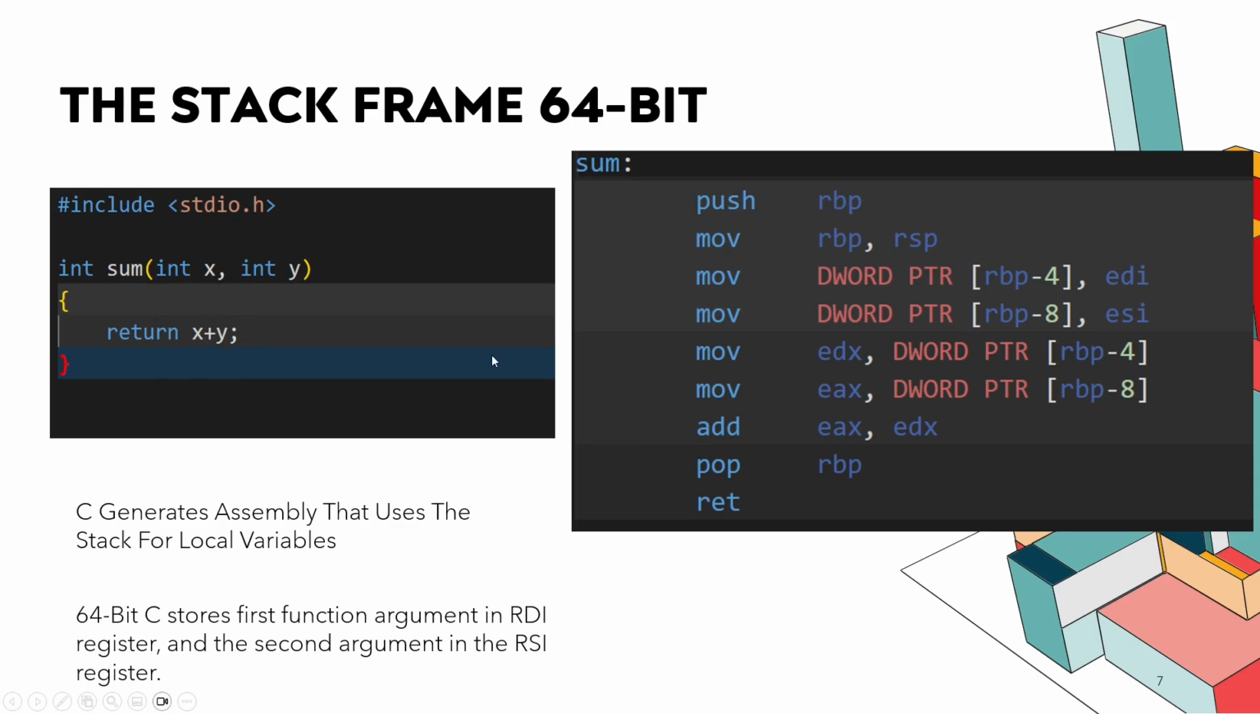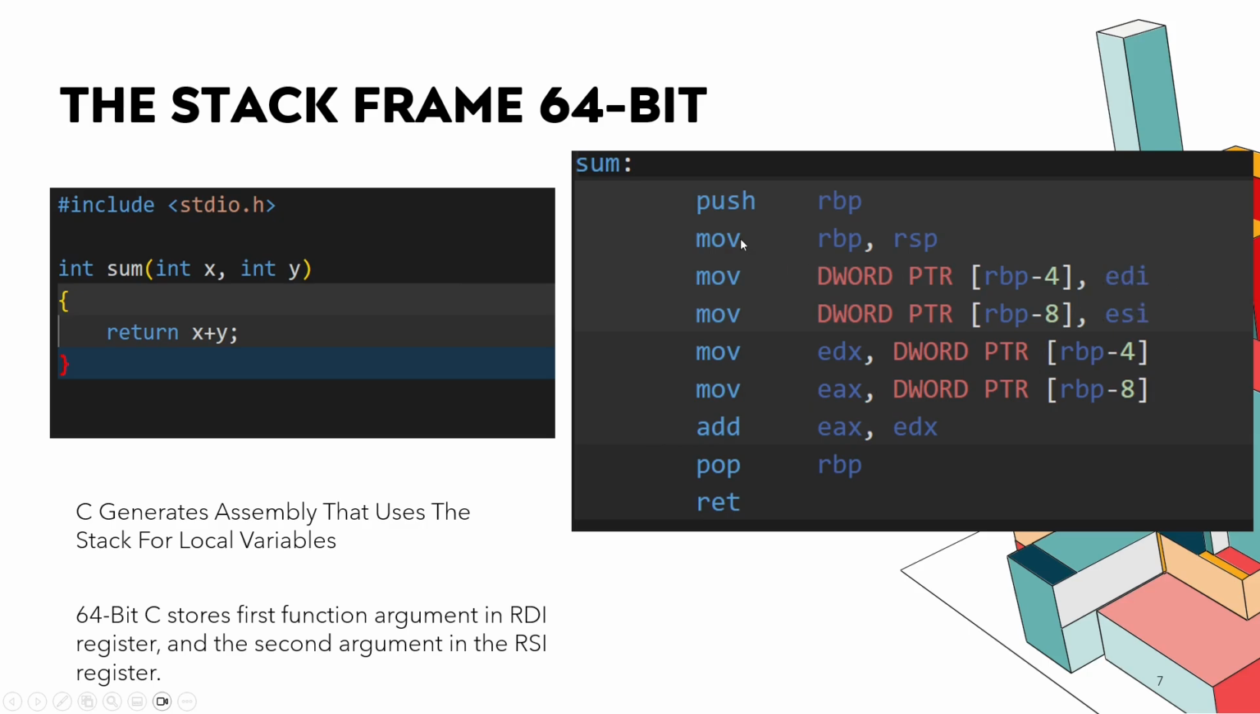Return x plus y. So essentially, in 64-bit assembly, the C compiler expects the first argument to be in the RDI register and the second argument to be in the RSI register, okay? And it follows this format for any number of variables until it runs out of registers to use, and then it will default to the stack, okay? So, like in the 32-bit mode.